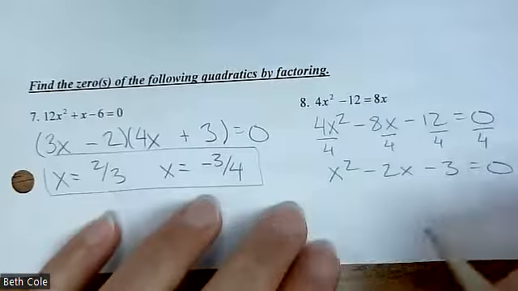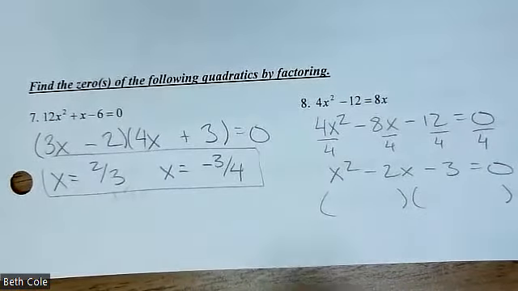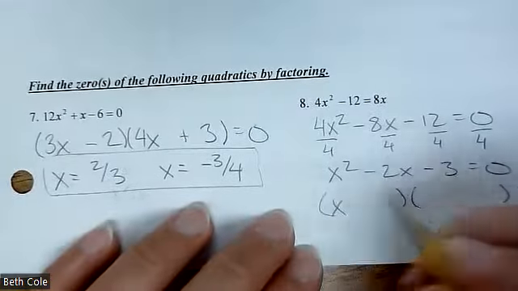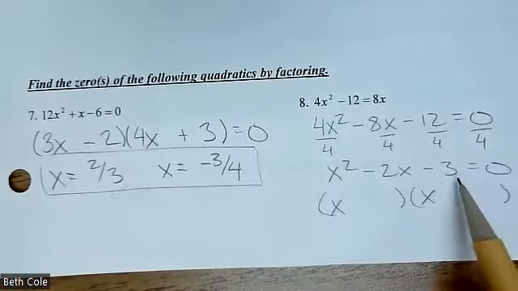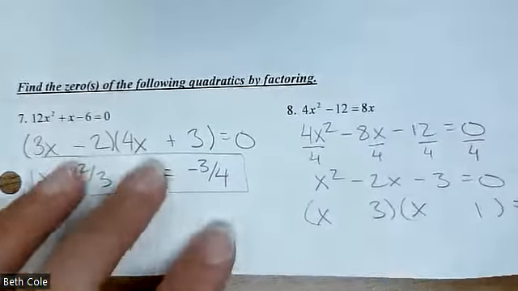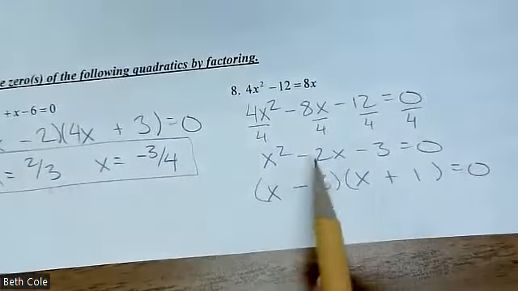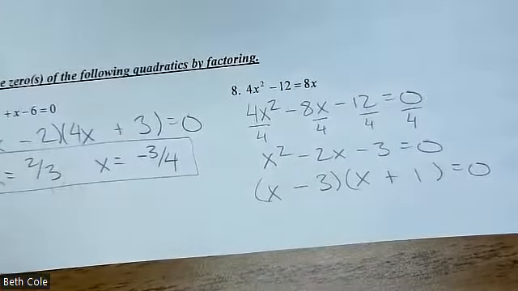And now look at how much easier that is. How is that going to split? X and X, that's always great. You don't have a choice. And then 3 and 1, again, you don't have a choice. Minus 3 plus 1 will give you a negative 2x in the middle.